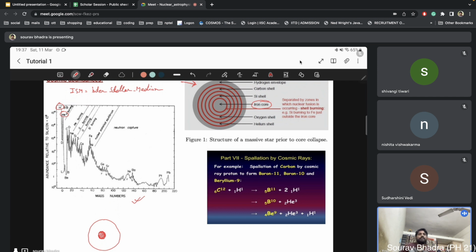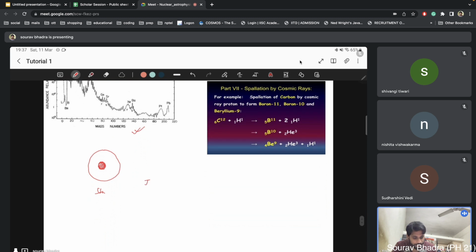So when the iron core is there, just try to understand step by step. The iron core has formed, that means the burning in the core has ended. And as I told you, when there is no burning, there will be no outward pressure, so the gravitational pressure will try to collapse the core. It will try to collapse only this core, not the whole star.